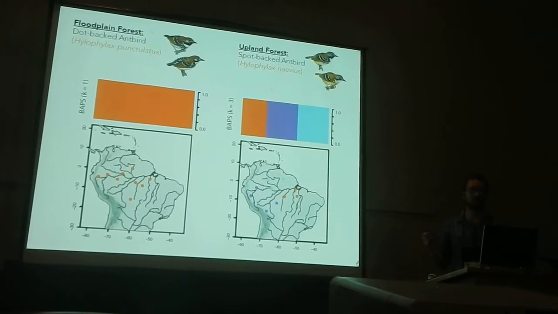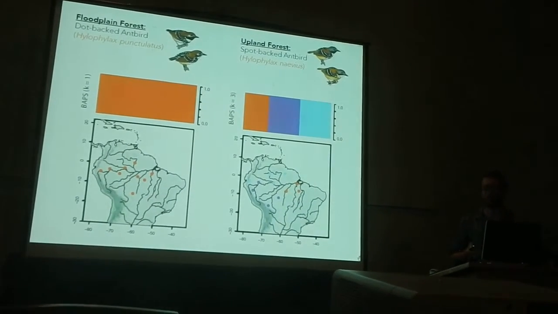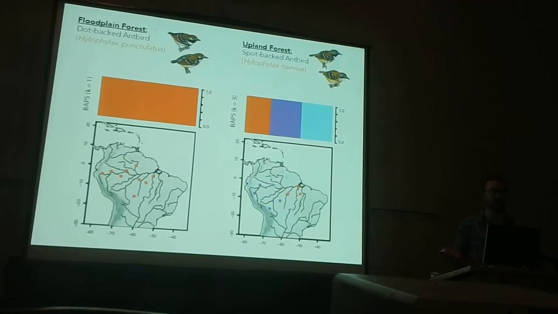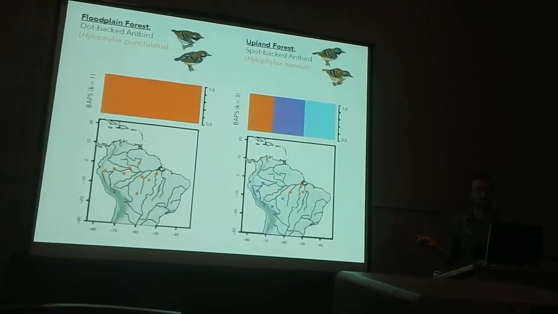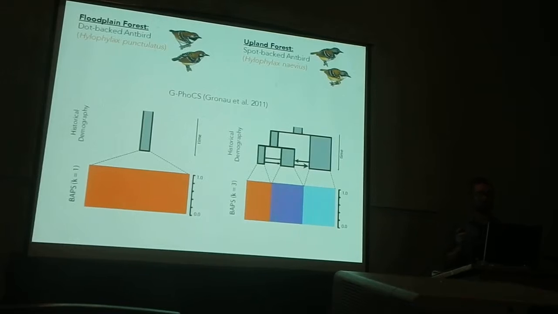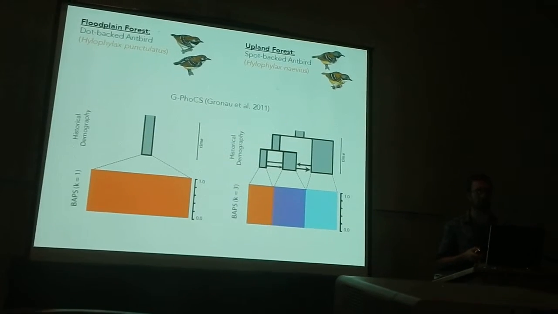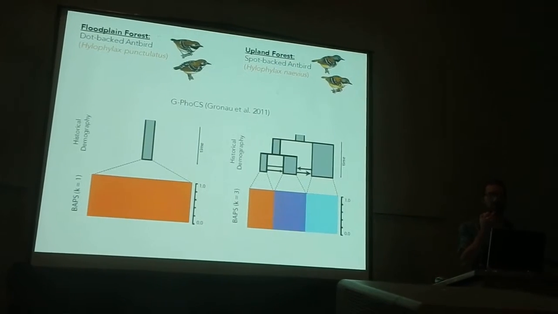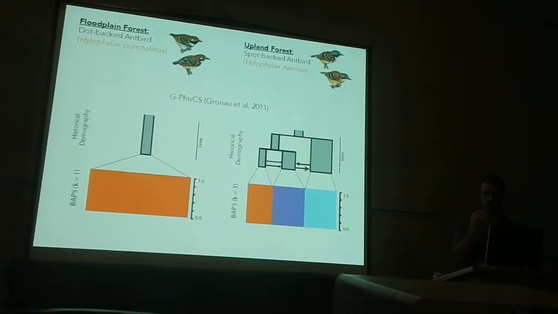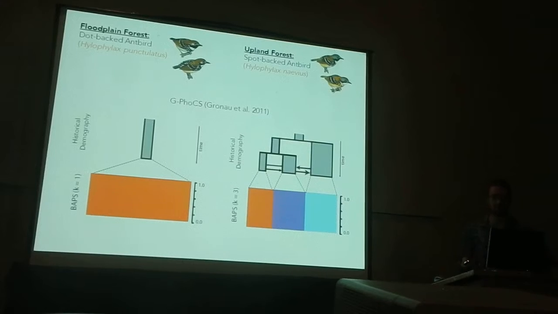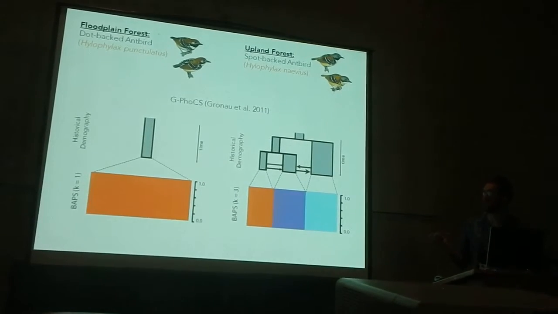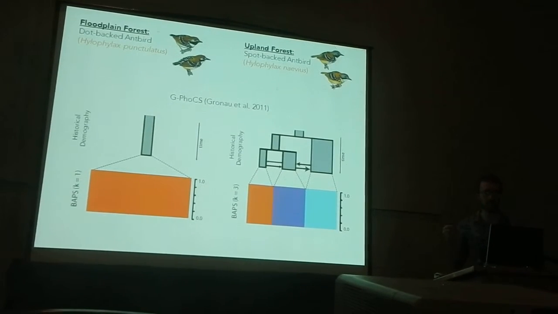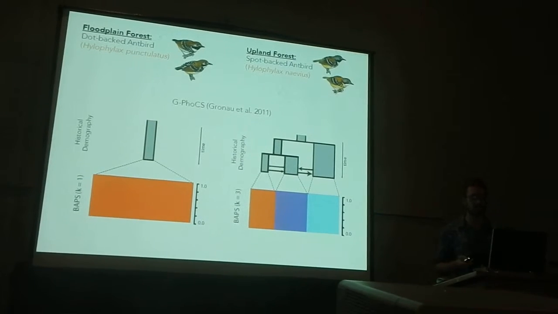We can plot these across the distribution of our samples just to get an idea for what the distribution of each cluster is. And then we can also use these population clustering results as tips in a demographic model. And in our case, we used a program called G-PhoCS to estimate demographic parameters under these models. We can estimate things like migration rates between populations, effective population sizes, and divergence times.